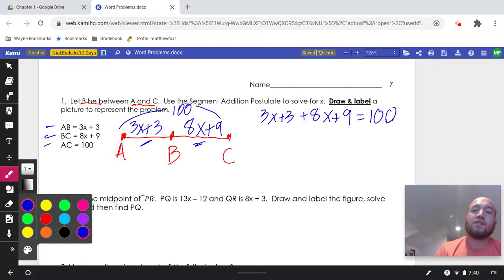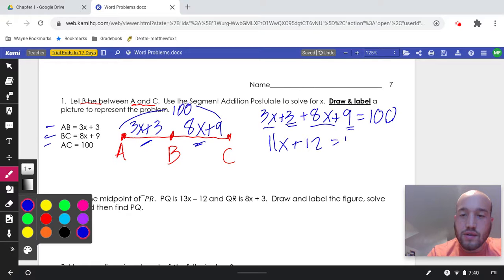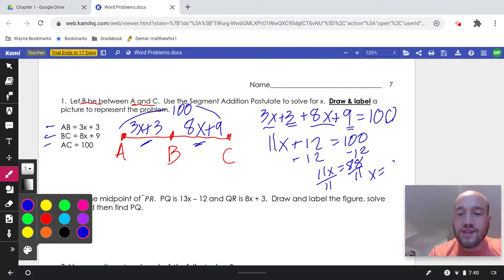So combine our like terms. This 3x and this 8x will combine to 11x. The 3 and the 9 will combine to 12. And that will equal 100. We subtract the 12 from both sides. 11x equals 88. One step left, divide by 11, and we get x equals 8.